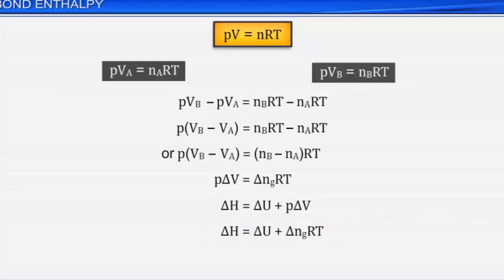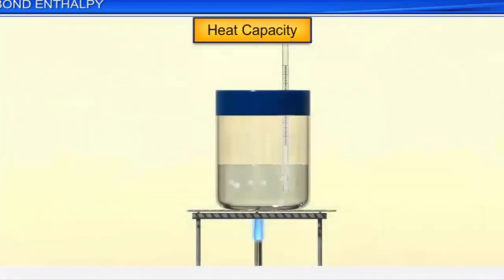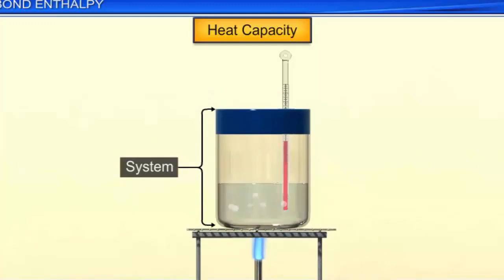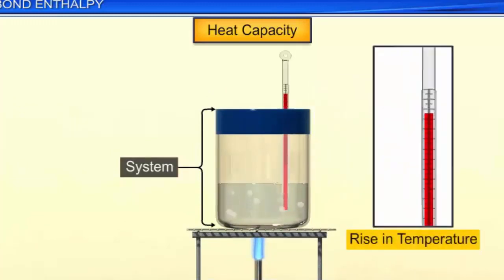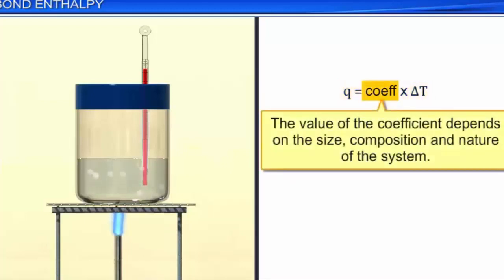Now let's learn about heat capacity. The capacity to absorb heat energy and store it is known as the heat capacity of a system. The heat absorbed by the system appears as a rise in temperature. The increase in temperature is proportional to the heat transferred, which can be written as Q equals coefficient multiplied by change in temperature ΔT. Note that the value of the coefficient depends on the size, composition, and nature of the system.